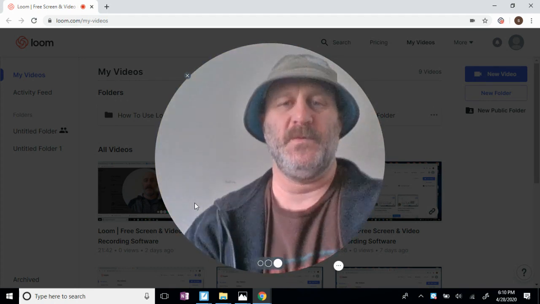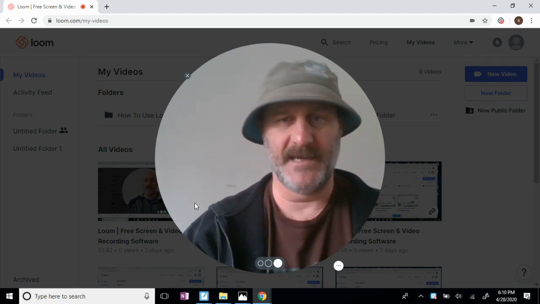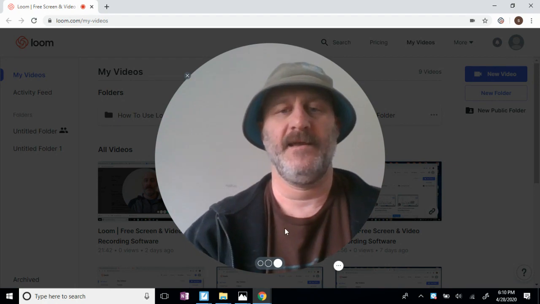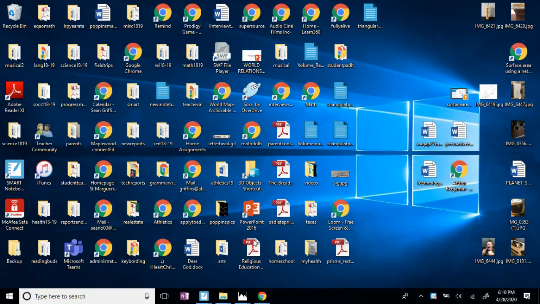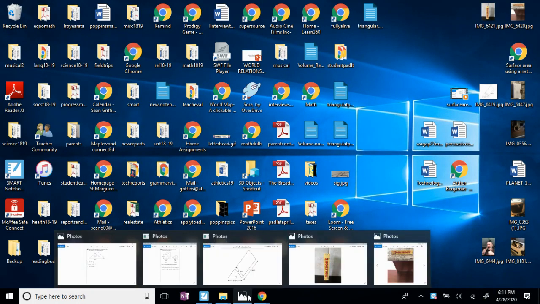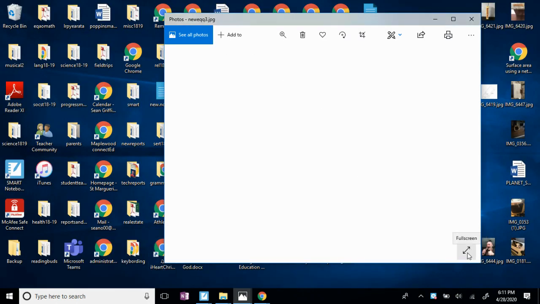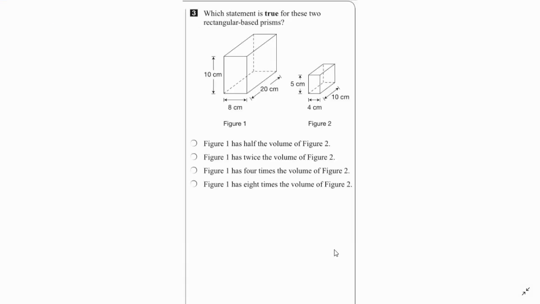Alright, so the reason I have my PGA Championship bucket hat on is because I love it, and because we have an EQAO math challenge. So, without further ado, if we look up our 3, which statement is true for these two rectangular-based prisms?